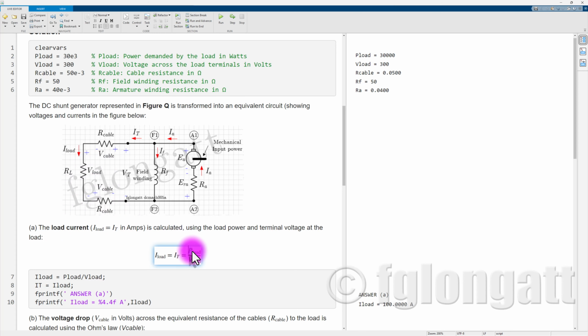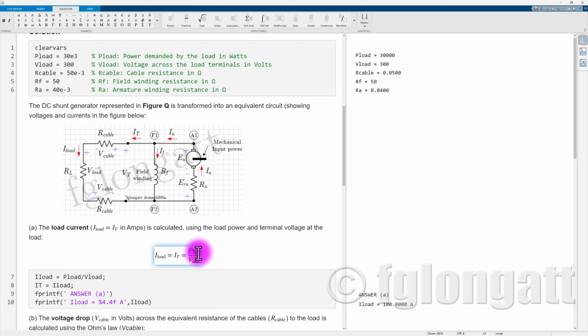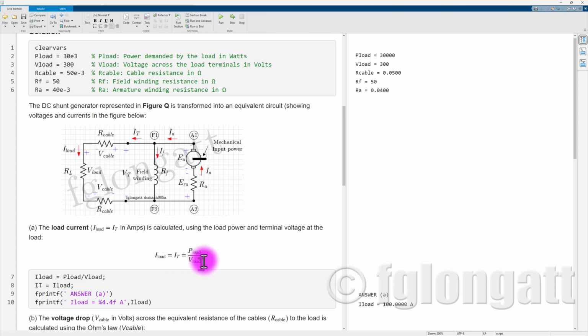because we already know the load power, in this case 30,000 watts, and we know the terminal voltage at the load, that is 300 volts. So we divide the 30,000 watts by 300 volts, and we obtain here, you can see, this is the load current, that is 100 amps.